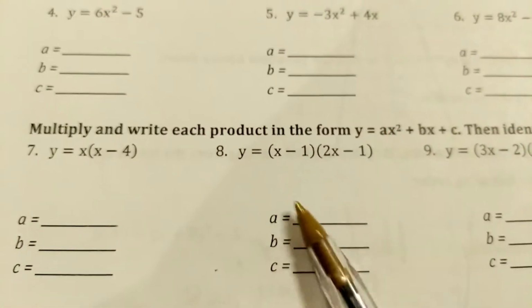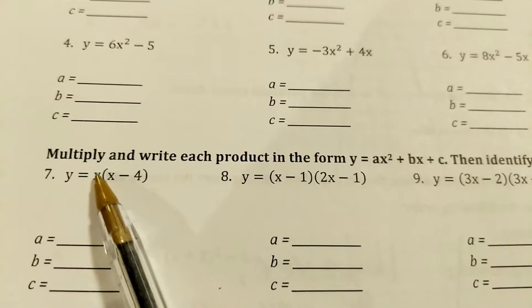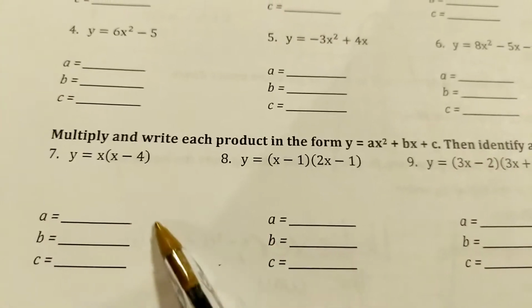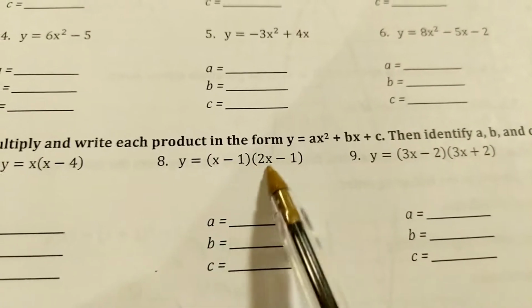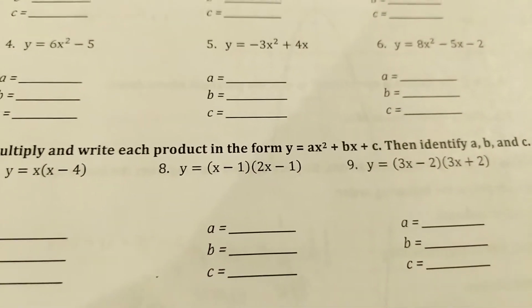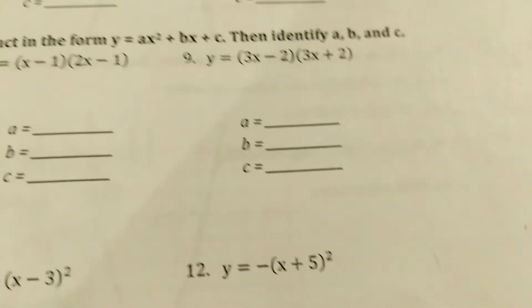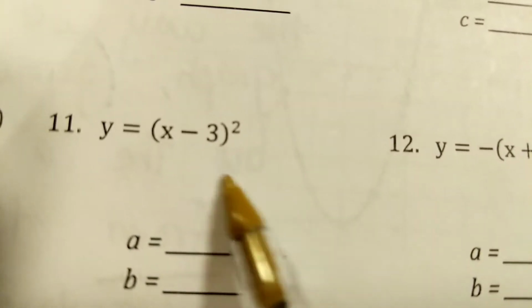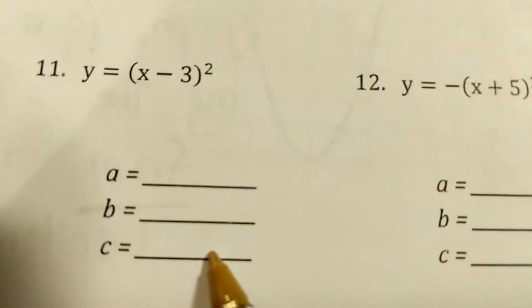Down here, you have to multiply first. So x times x, x squared. X times negative 4, negative 4x. Then say what a, b, and c are. Here you have to multiply and multiply and multiply and multiply and combine like terms. And then you can say what a, b, and c are. Here you need to write out 2 copies of x minus 3 and then multiply and combine like terms. Then say what a, b, and c are.